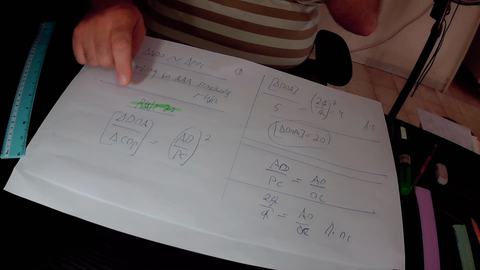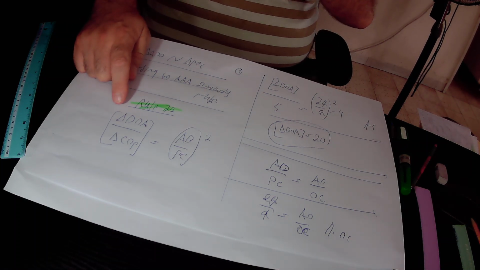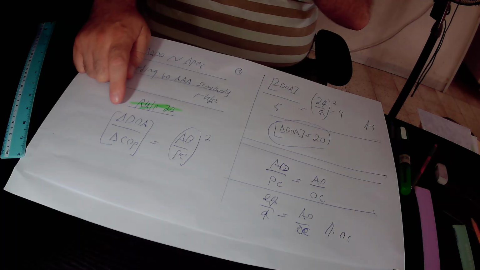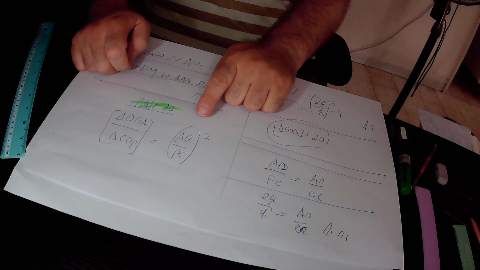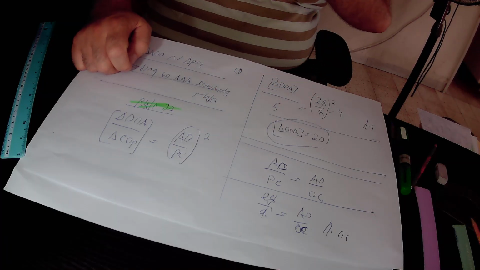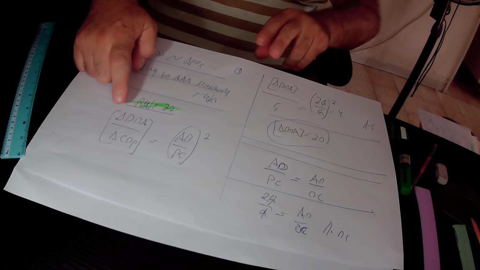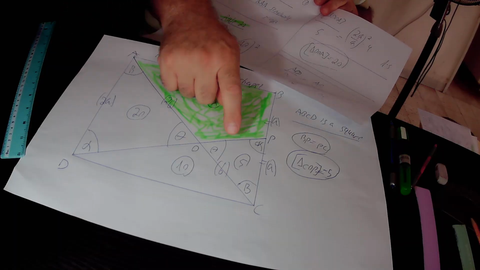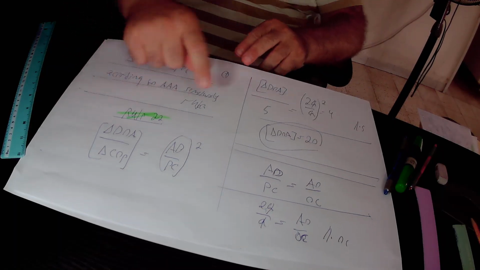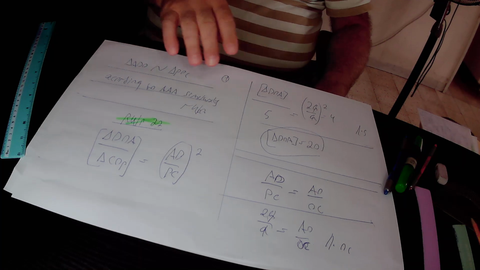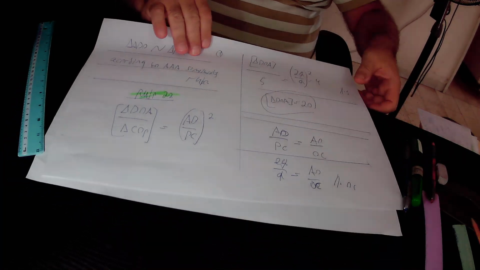So the ratio between the areas of the two similar triangles, that is to say, the area of triangle DOA over the area of triangle COP, is equal to the square of the ratio of their corresponding sides. It is actually AD over PC squared. The area of triangle DOA is unknown, so really it is over the area of triangle COP. The area of this triangle COP is 5 square units, so we substitute the area of triangle COP by 5, and it is equal to AD over PC squared.